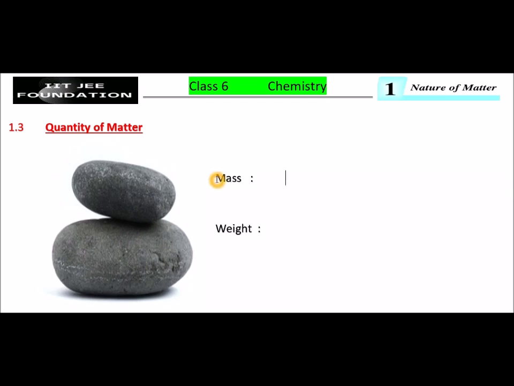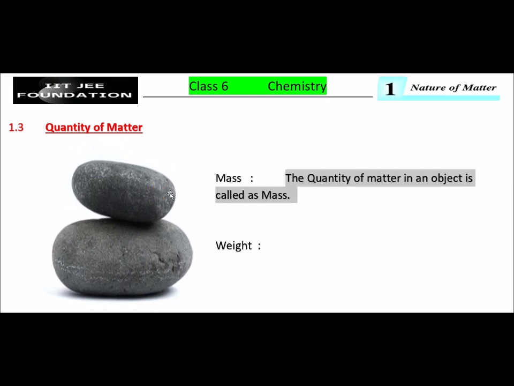Now what is mass? Simple. The quantity of matter in an object is called mass. So, of these two rocks, small rock and large rock, which rock is having more mass? Easily you can say the larger rock, because the larger rock is having more quantity. The more the quantity, the greater its mass. The small rock is having less mass. So the quantity of matter in an object is called mass.